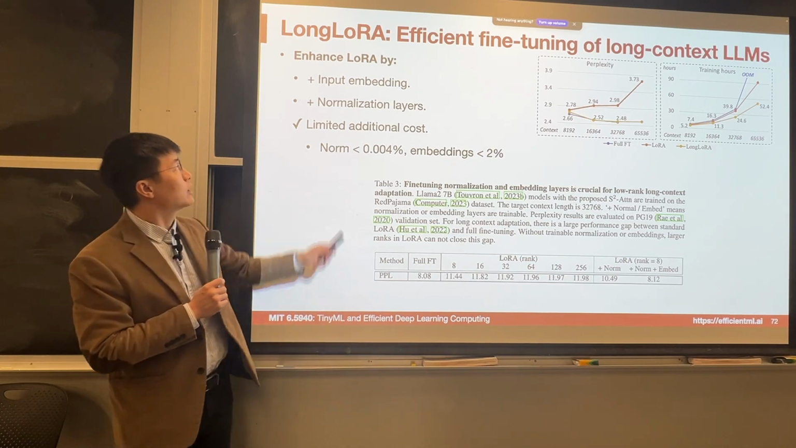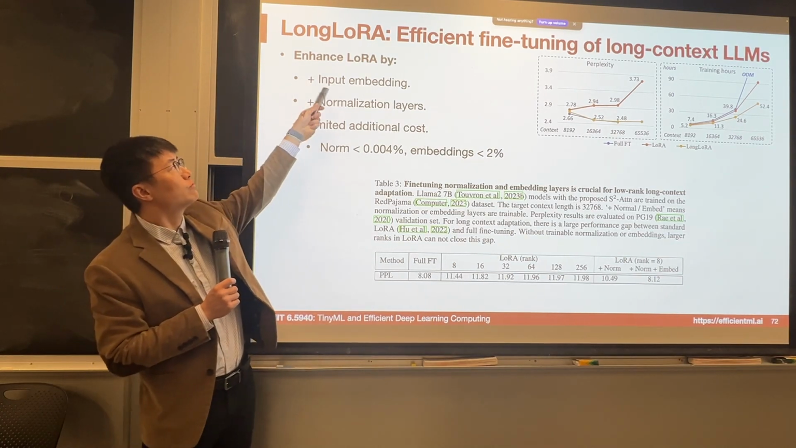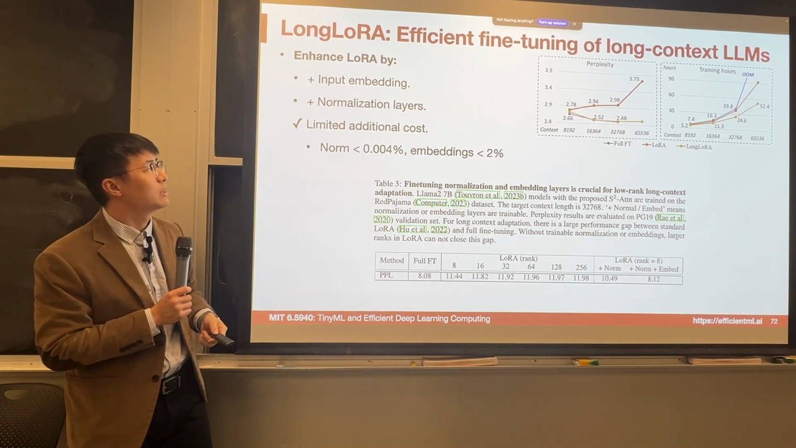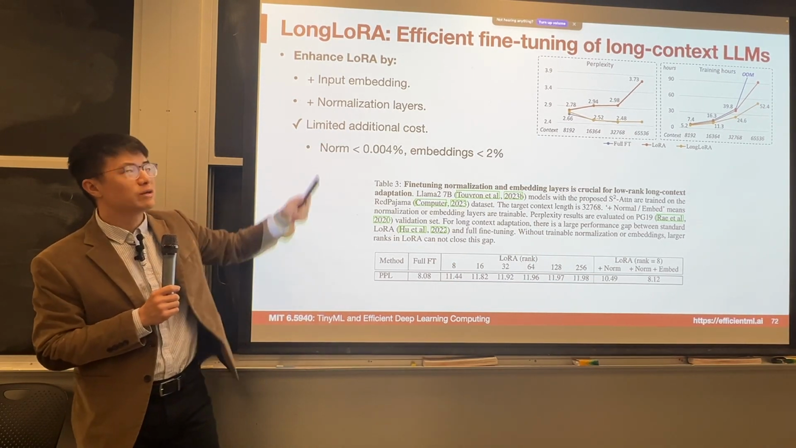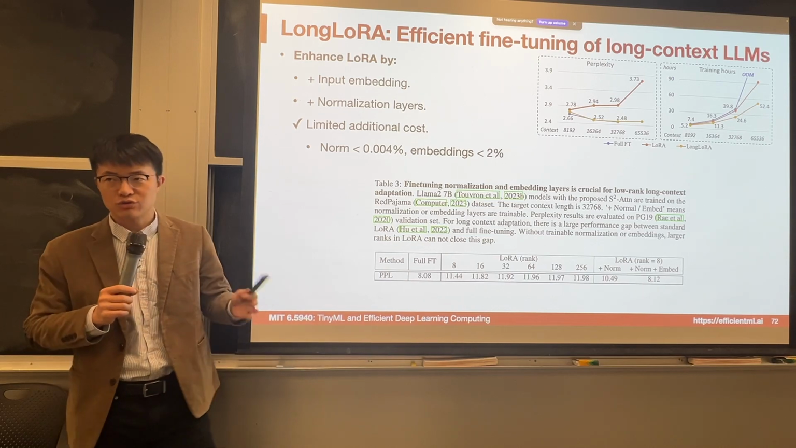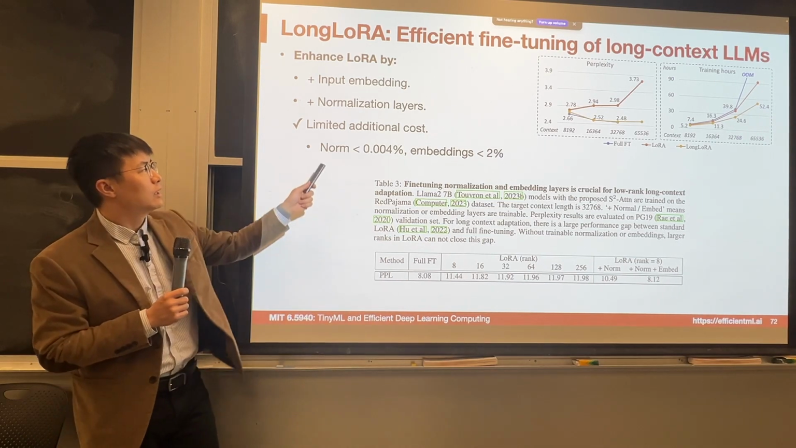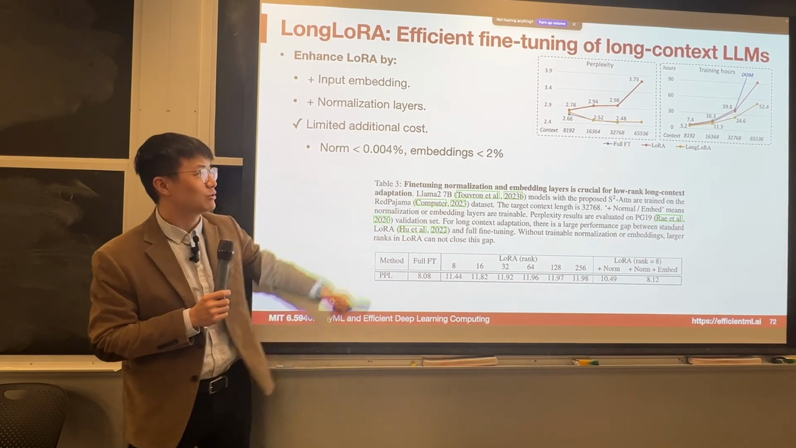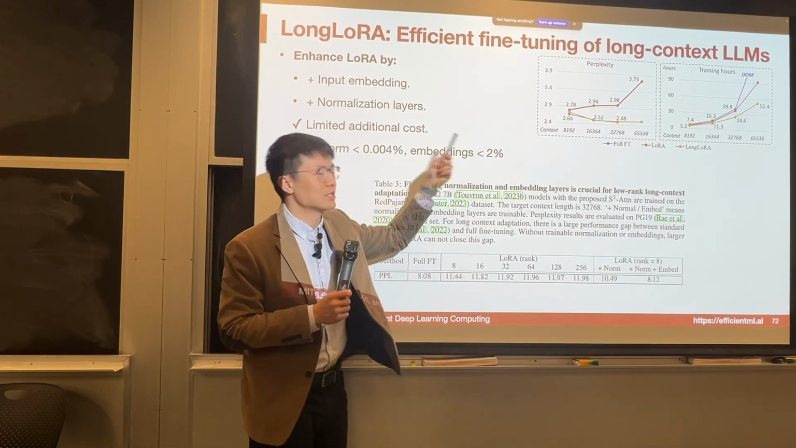So this is showing the enhanced LoRA, which also fine-tunes the input embedding and the normalization layers. It has very limited additional cost from adding these two extra layers to fine-tune. The normalization layer is less than 0.004% of the total cost. The embedding layer is less than 2%.